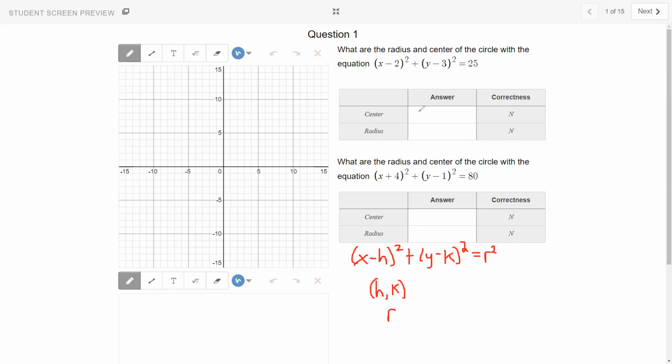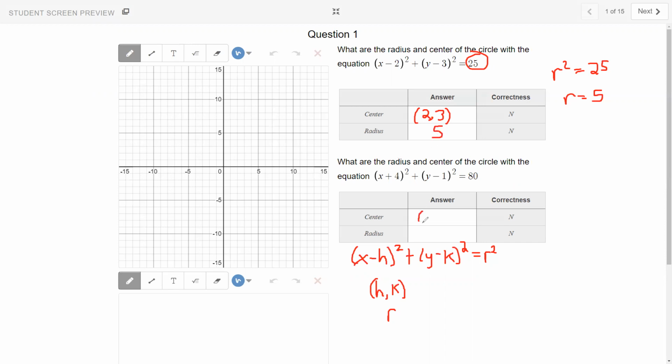So (h, k) in the first one here would be 2 comma 3. And then r squared, if you look at our equation, r squared is going to be 25. So if you take the square root of both sides there, the radius is going to be 5. So we have a radius of 5.